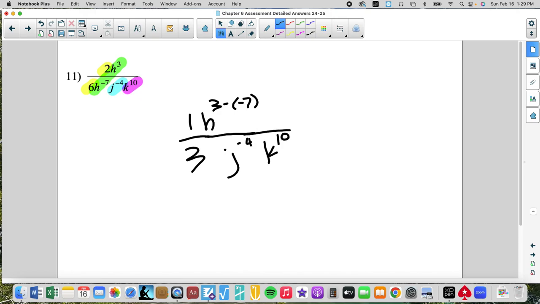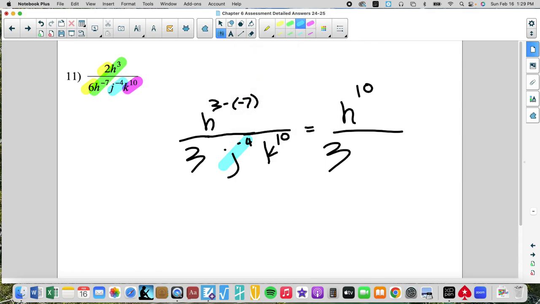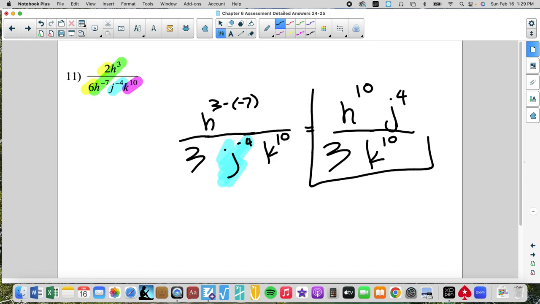So the 1 goes away. We don't have a coefficient of 1 in front of a variable. So h to the 3 minus 7 is h to the -4. 3, j to the -4. So we got to get rid of that negative exponent. That negative exponent would push it up. h to the 4th j to the 4th, and then k to the 10th stays, k to the 10th would be our answer. Alphabetical order, I didn't point that out earlier.